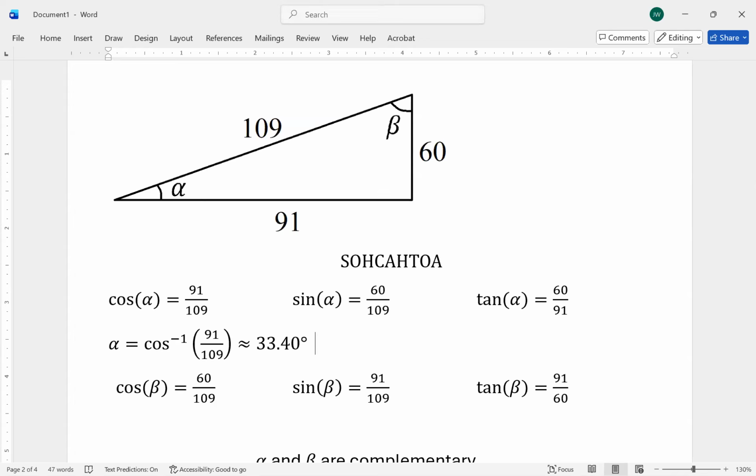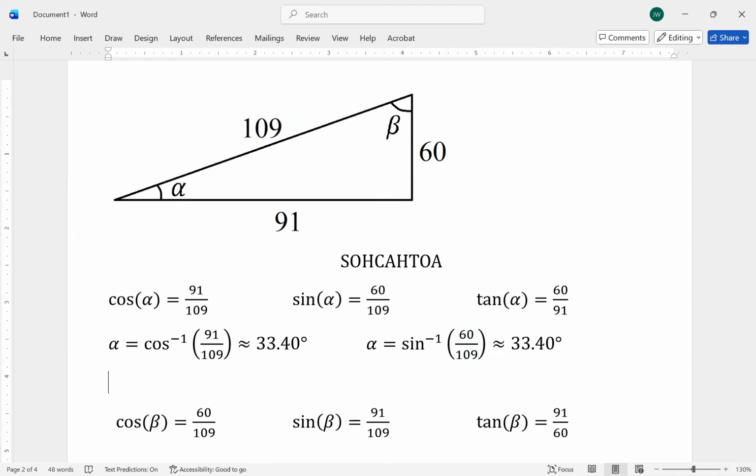Now, we could have also used sine as well. And it's a good check to see that we get the right answer doing both ways. If you take the inverse sine, again, this is just a function on our calculator, of 60 over 109, then you should get the exact same value. Inverse sine of 60 over 109 is equal to 33.40 degrees. Again, that's if I round to a couple of decimal places.